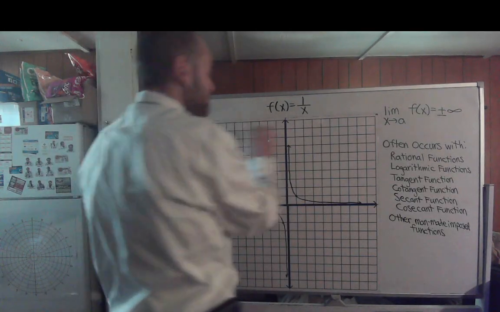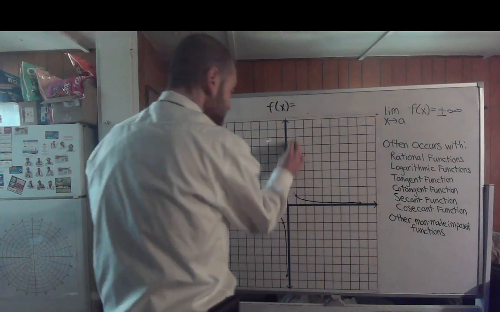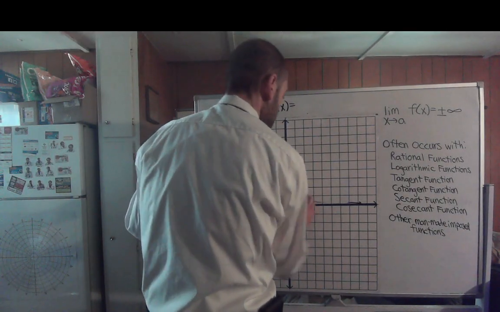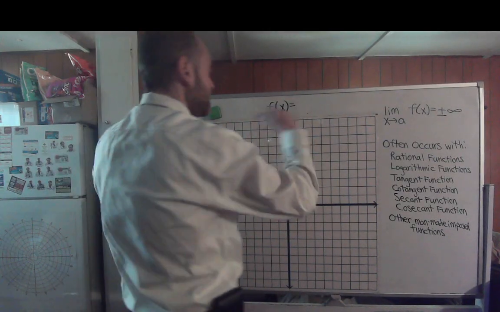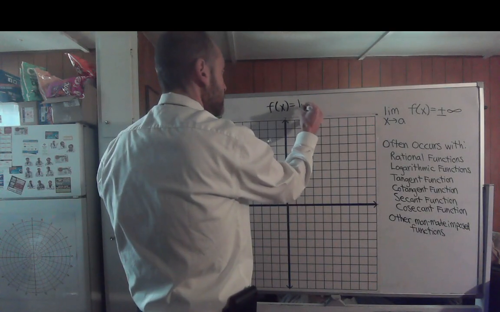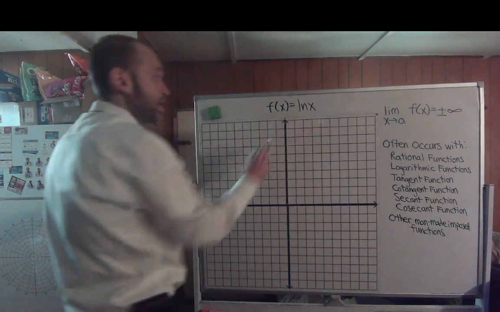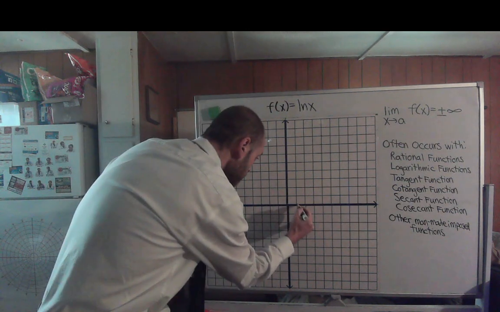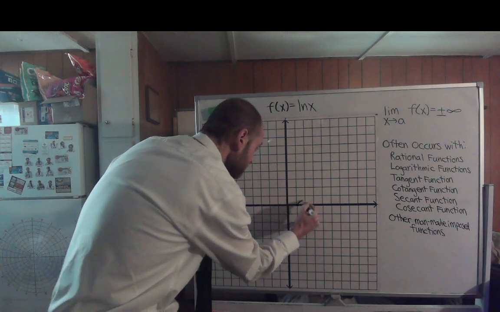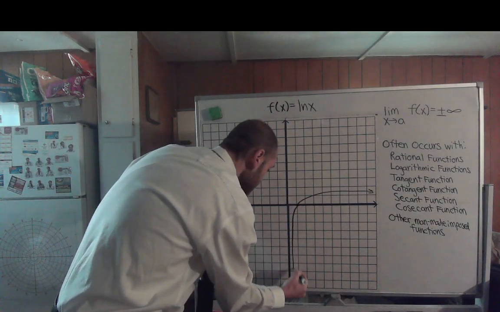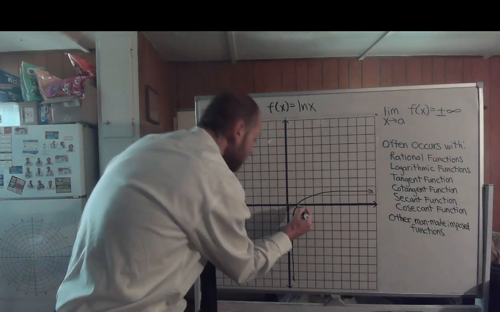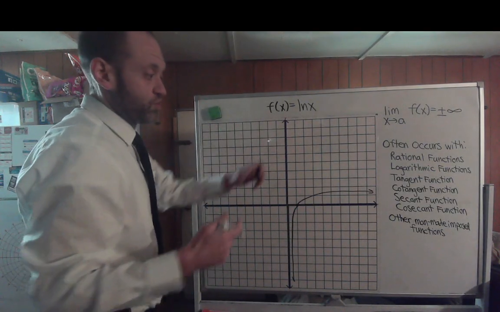Let's do an example of a logarithmic function. We'll just do the classic f of x equals the natural log of x. Why don't we do that? So your logarithmic function's doing something like this, your natural log function. So there's your natural log function graph.